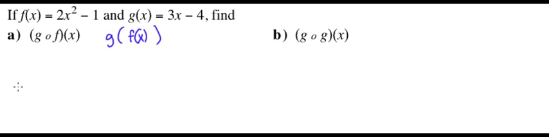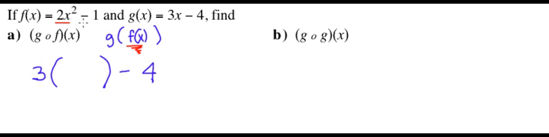So our function g is 3 times blank minus 4. The simple version is 3x minus 4, but we're just leaving a gap here so we can plug in whatever we wish. And what they're telling us to plug in is function f. So in this space, we're going to put function f. We're going to put 2x squared minus 1.